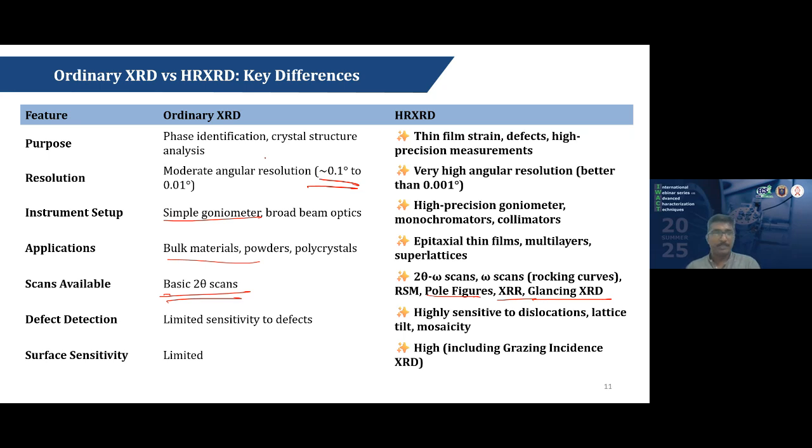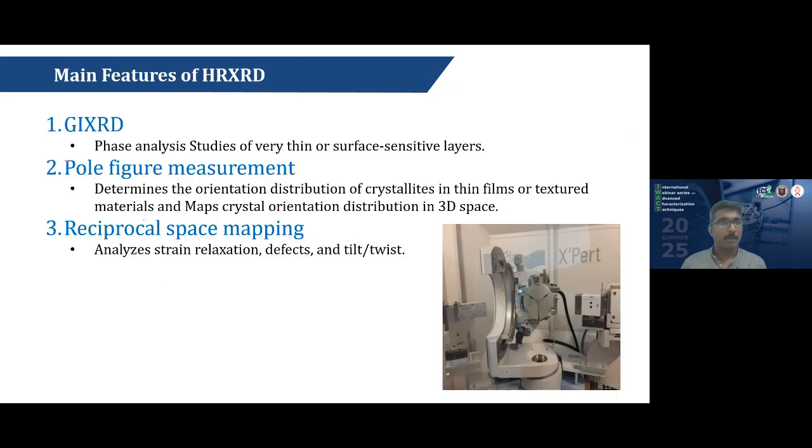So, what are the features that we are going to discuss in today's presentation? First we will discuss glancing incidence XRD, which is used for phase analysis of very thin films and surface sensitive thin films. Then we will move on to pole figure measurement. It is used to determine the orientation distribution of the crystallites and map it onto a three-dimensional space. And if time permits, we will discuss reciprocal space mapping also, where we can study strain, relaxation, defects, or tilt in the thin films.